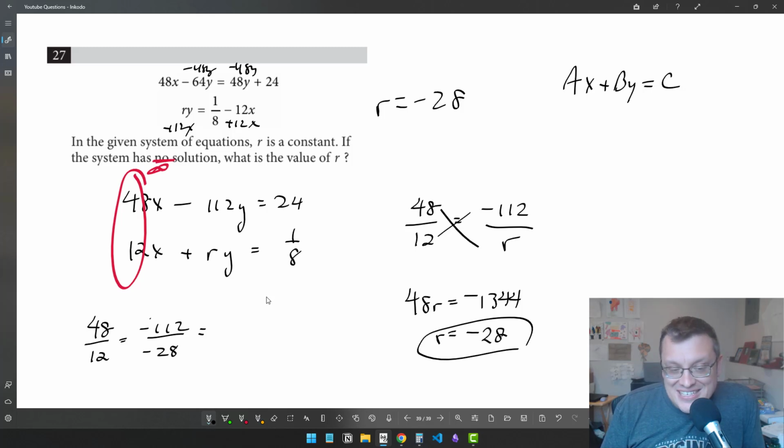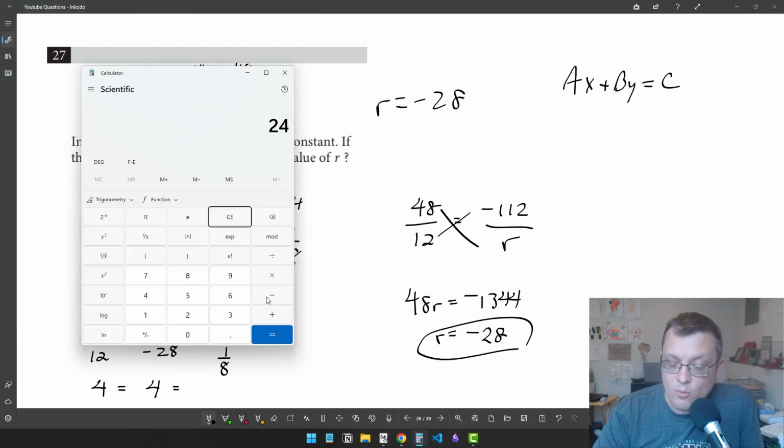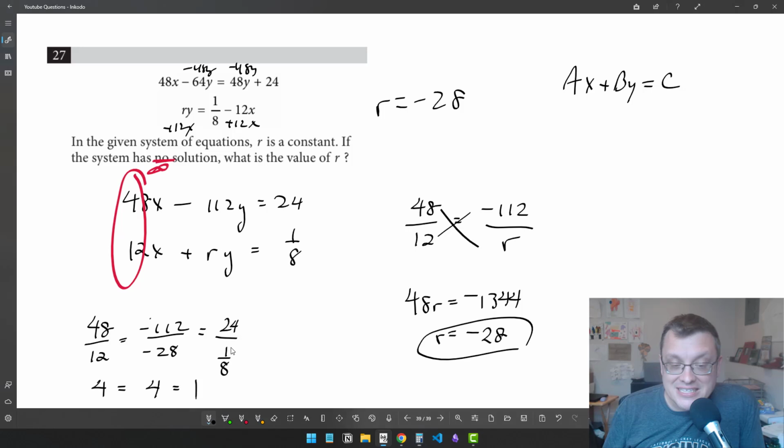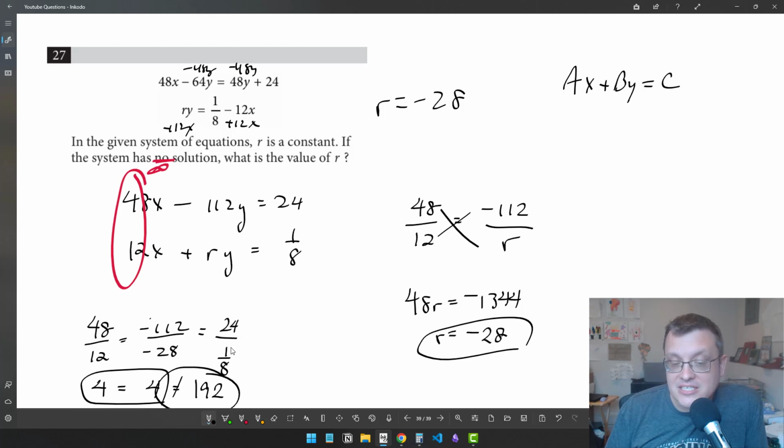We set these two pairs equal to the ratio of these constant terms. And whether or not this is true determines whether we're in no solutions or infinite solutions. Notice in this case, the ratio here is 4 to 1, right? This is 4, this is 4. But when I do 24 divided by 1/8, I get 192. And so these are not equal. And when these two are equal, but not to this one, that is the no solutions case.